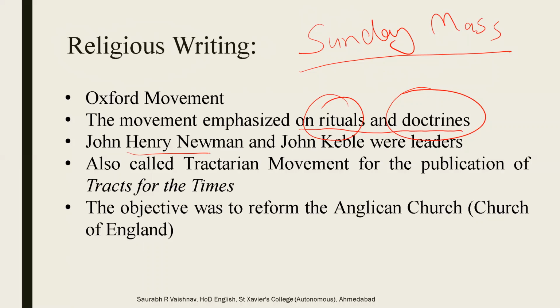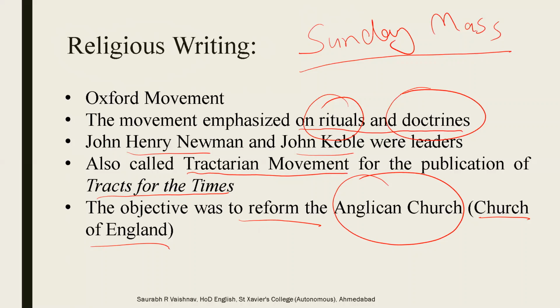John Henry Newman and John Keble were the leaders of this movement. This movement is also called the Tractarian movement because of the publication of Tracts for the Times. The primary objective of this movement was to reform the Anglican Church, which is also known as the Church of England. To bring changes in the Anglican Church, to modify its customs, rituals, and doctrines, they proposed, advocated, and wrote about several rituals and doctrines which should be inculcated in any religious activities, especially to reform the Anglican Church. So that was what the Oxford movement was all about.